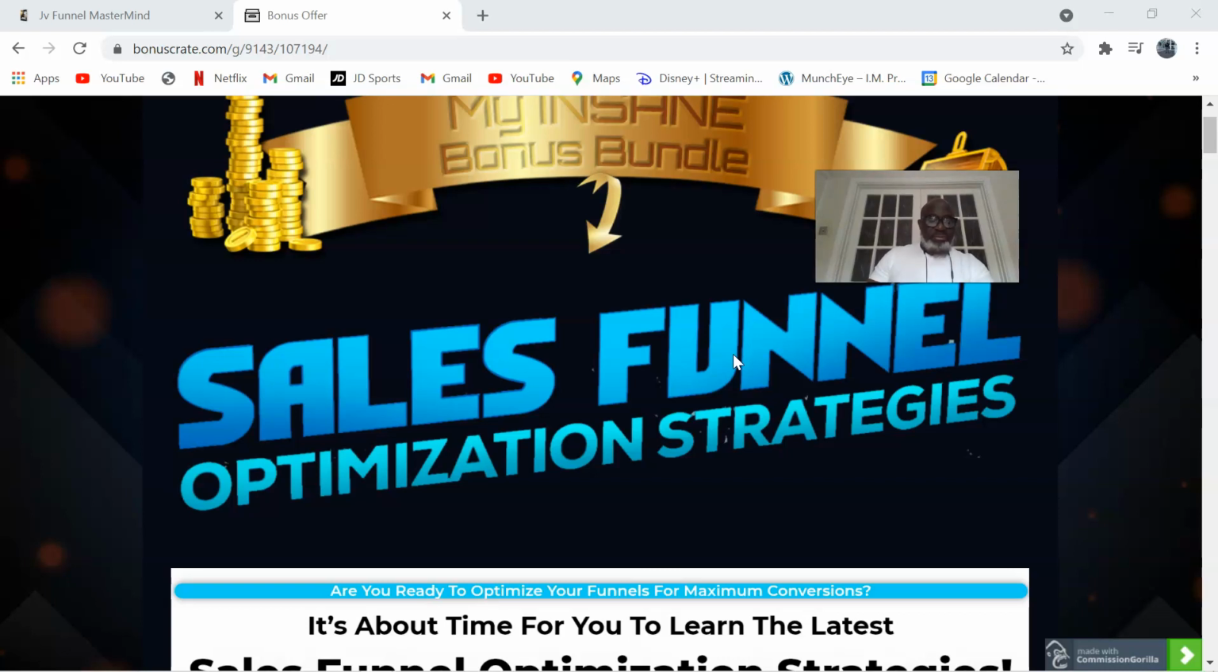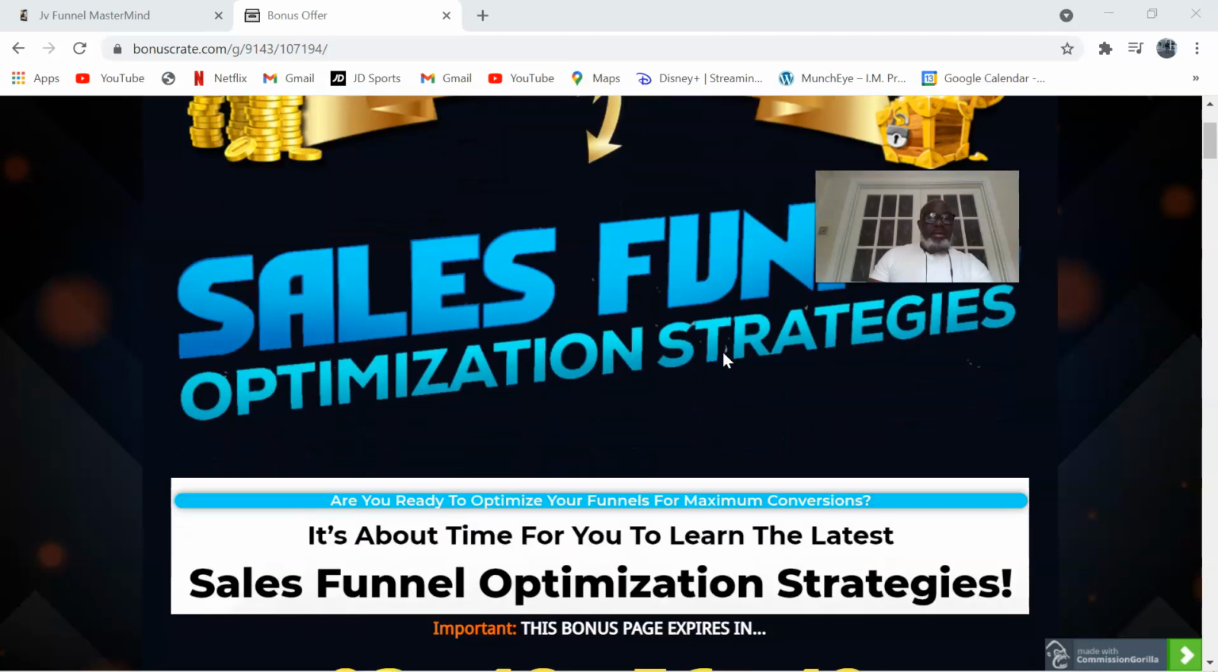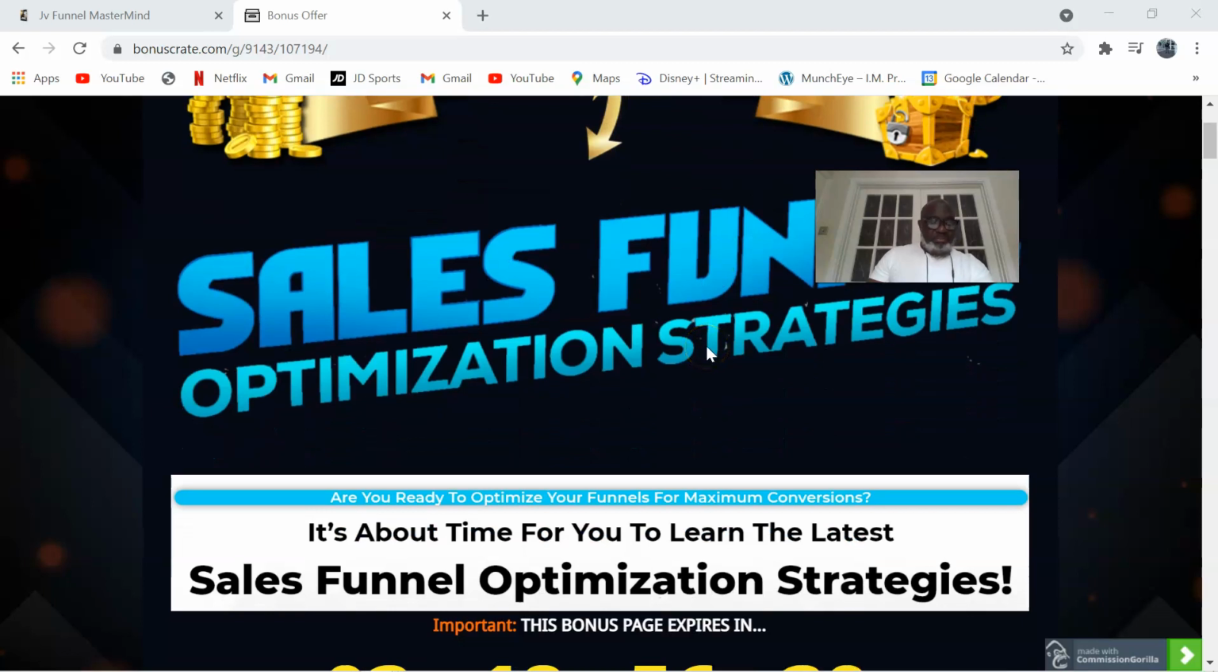Discover how to optimize your funnel for maximum conversions. Now, what this book does is a step-by-step guide to get maximum funnel conversions. This is a blueprint to converting people like crazy. If this is something you're interested in, stick with me as I take you through sales funnel optimization strategy.